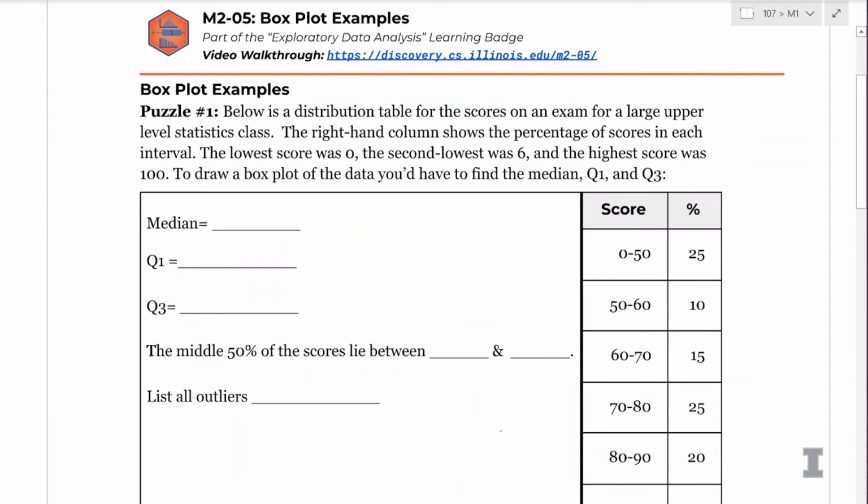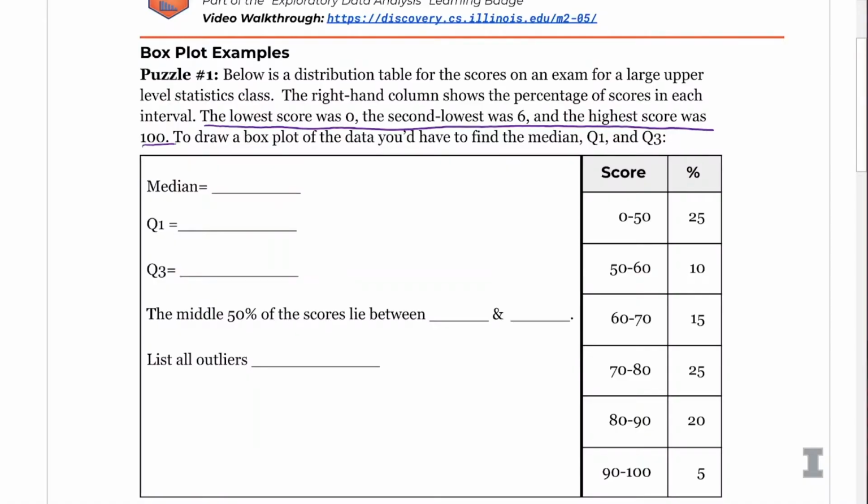And then it tells us this information: the lowest score was 0, the second lowest score was 6, and the highest score was 100. So to draw a box plot of this data, you'd have to find the median, Q1, and Q3. And you'll notice that this is a little different than what we're used to. Usually we have an actual data set with numbers, and we would be calculating Q1, Q2, and Q3 through the methods that we've seen for box plots.